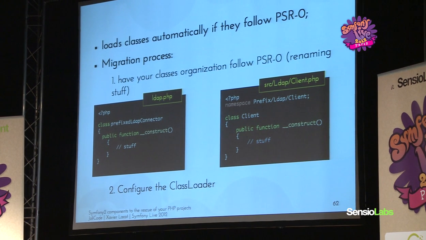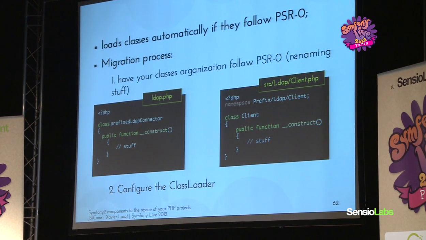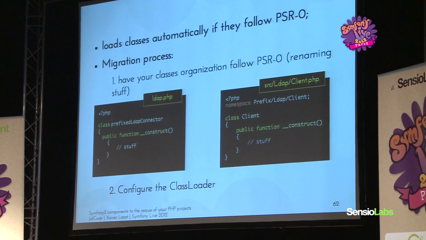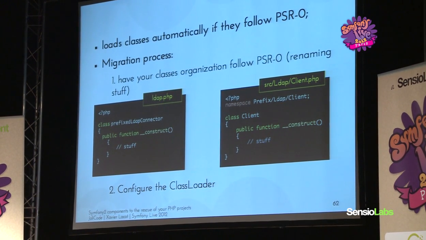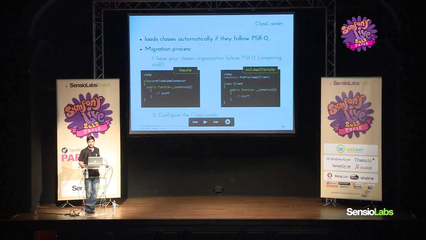The migration process. First, change the organization of your class to reflect the usage of PSR-0. So rename stuff, move stuff. You won't change code. You just will change the way class names are written. You can automate the process by using some tools. It's easy. And then configure the class loader.